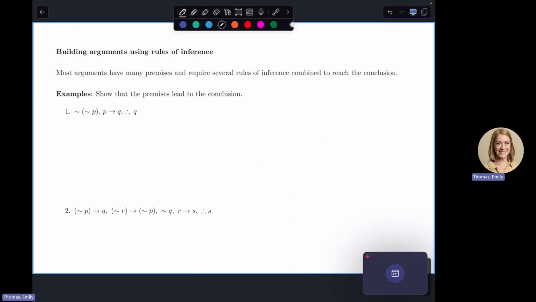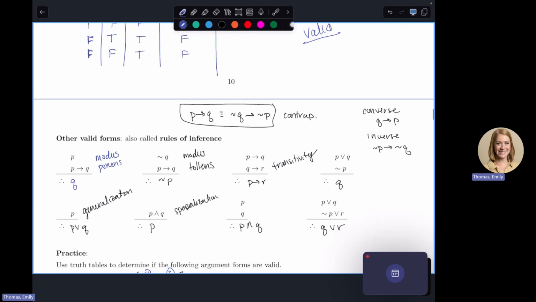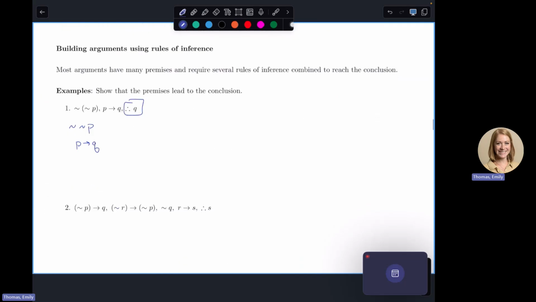So what we're going to do is write down our premises in a vertical line. So I have not P. I have P implies Q. I'm trying to get to this conclusion Q. This one's not hard. So we're going to go one step at a time, try to combine things to get to where we can say, okay, Q follows from using these. So not P, we're going to just rewrite as P.